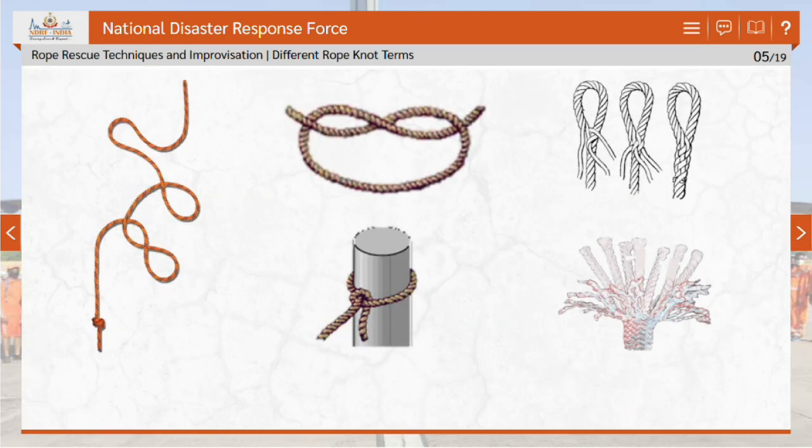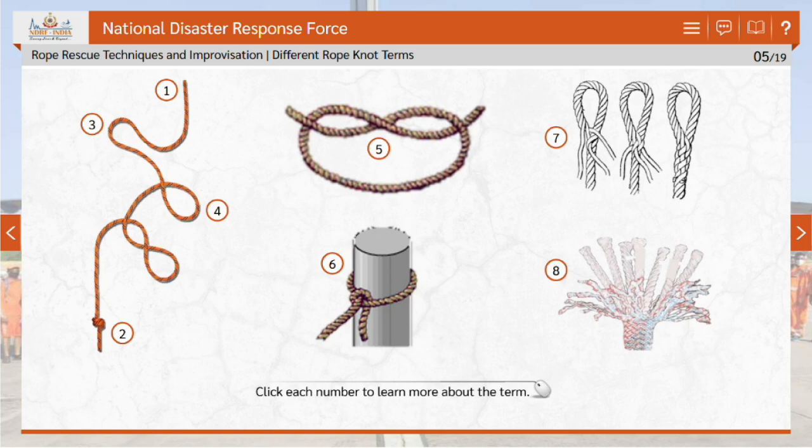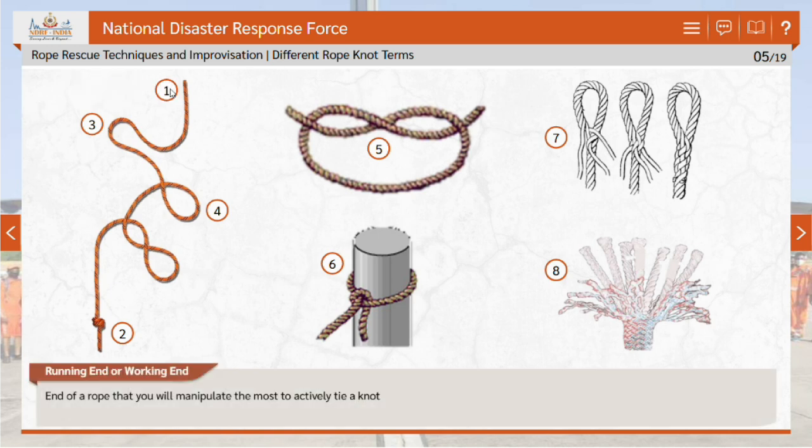Now, let us know about the different rope knot terms. Here are several images of rope knot. Click each number to learn more about the term. The running or working end is the end of a rope that you will manipulate the most to actively tie a knot. The bitter end or standing end is the end of the rope not being used in the knot you are tying. It is the opposite end to the running end.